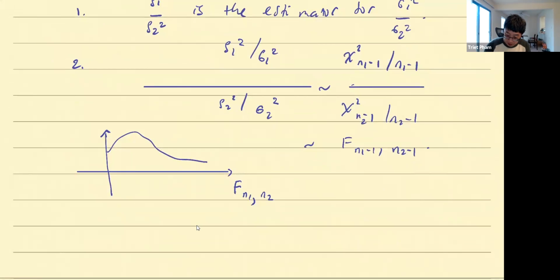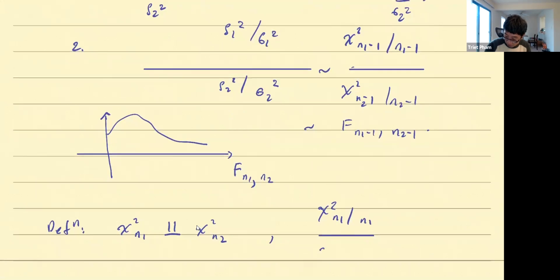So again, to repeat myself, the working definition of an F distribution is: if you have two random variables, two chi-square, and they're independent, and you look at the ratio normalized by their degrees of freedom, that would be the F distribution. Okay, that's our working definition.